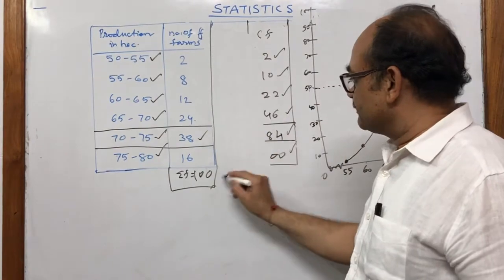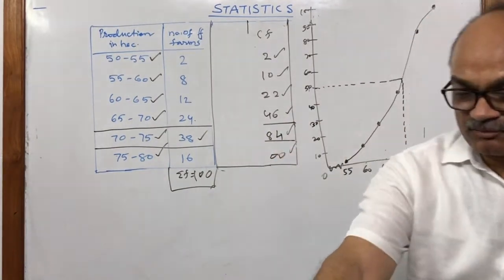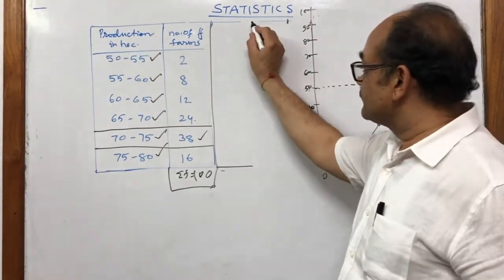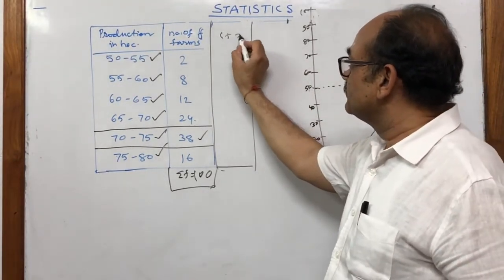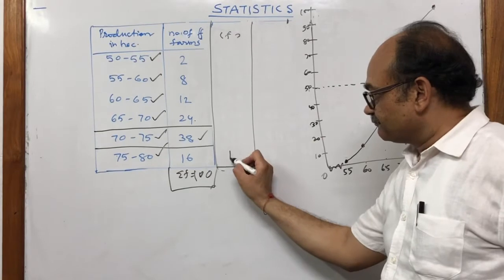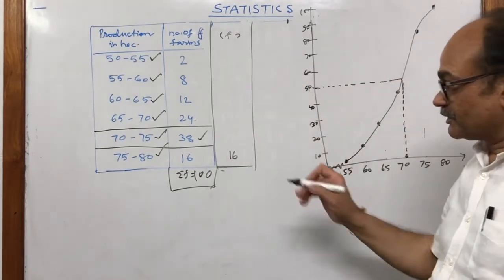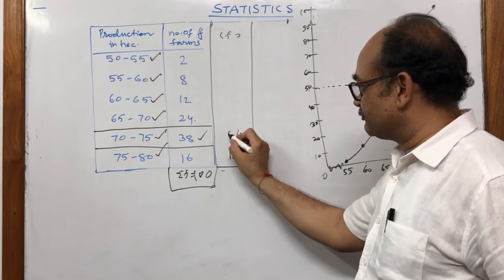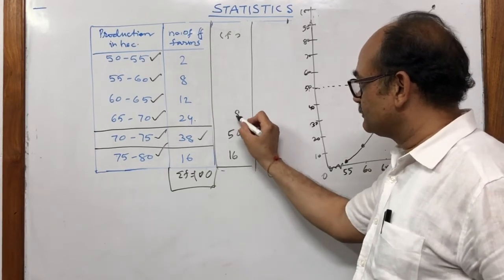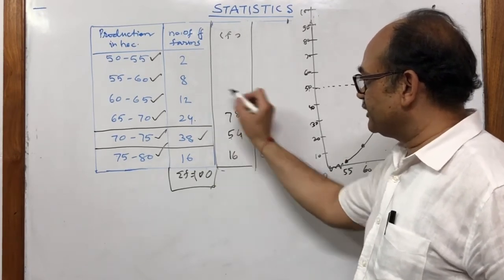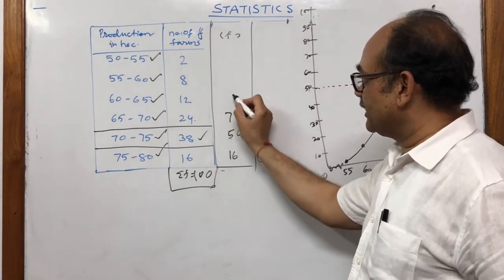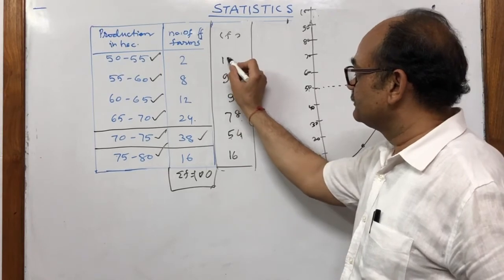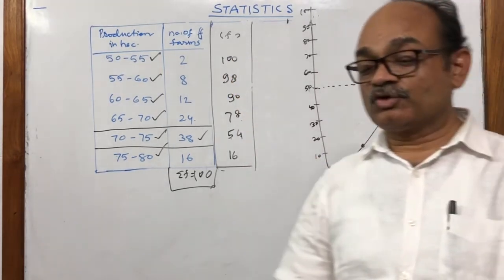Here we calculate for the more than. CF table for more than is a small change. What we are getting? CF number 2. 16. Start from the bottom. 88 and 6. 54. 54 and 78 and 12. 90. Then 98 and then 100 is the CF for more than.